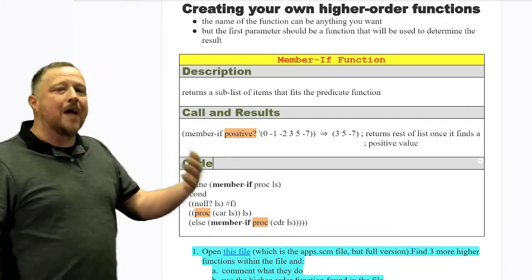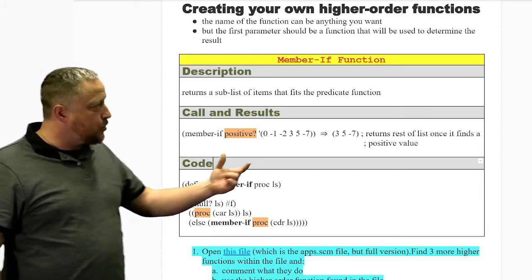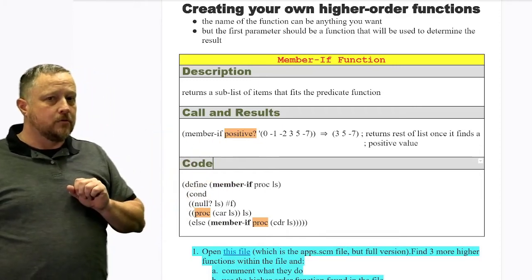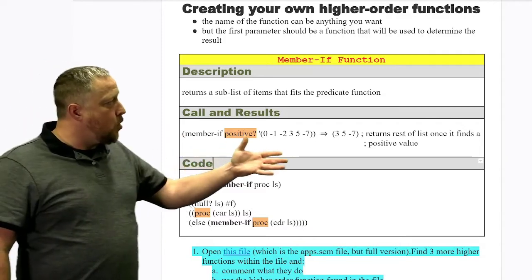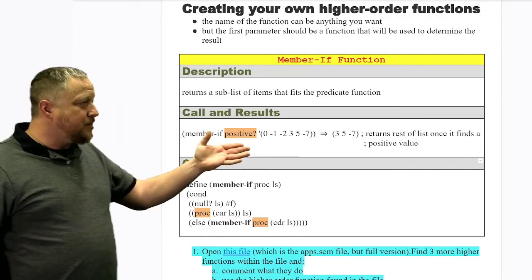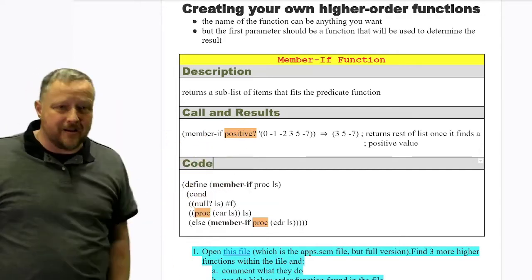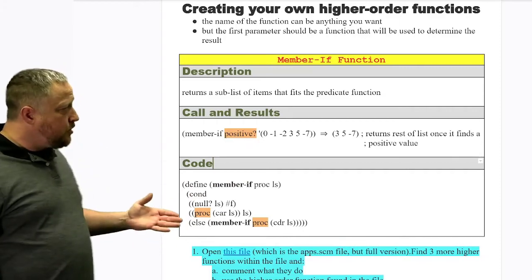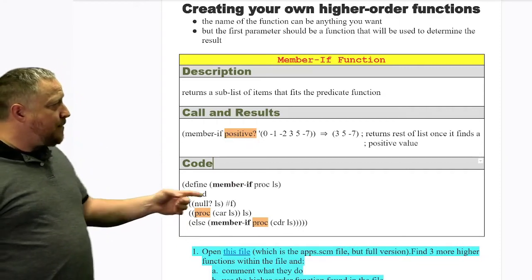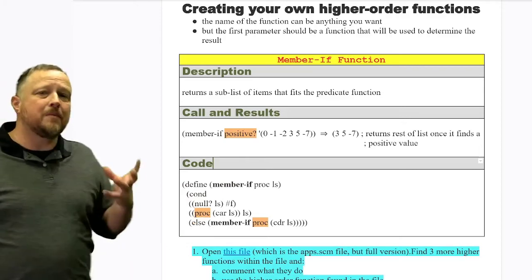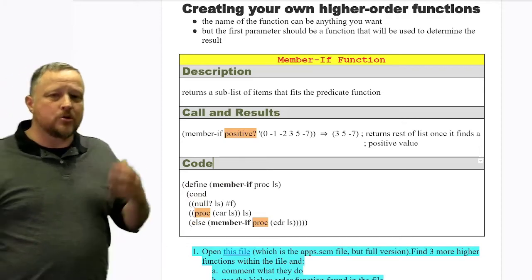The parameter that's included with the higher order function is going to be positive with a question mark, which should already be done. And then, as you know, it's always going to be the data list at the very end of this. Now, again, positive with a question mark could be negative next time, could be equal, could be something different. So you notice in the code that proc, which really should be highlighted 3 times here, is going to be the variable. But it's also the function.